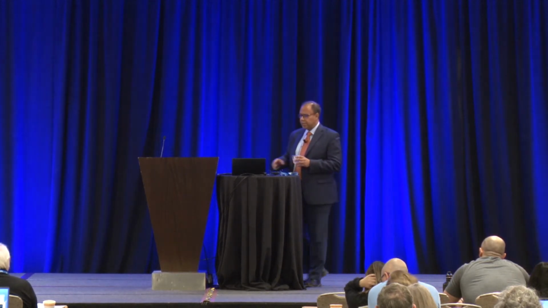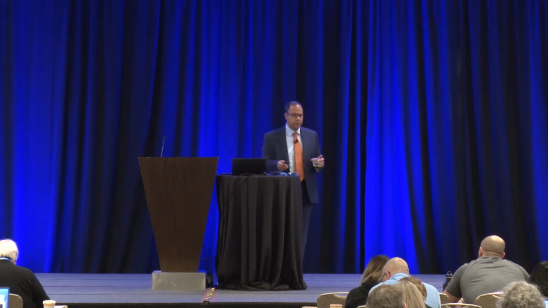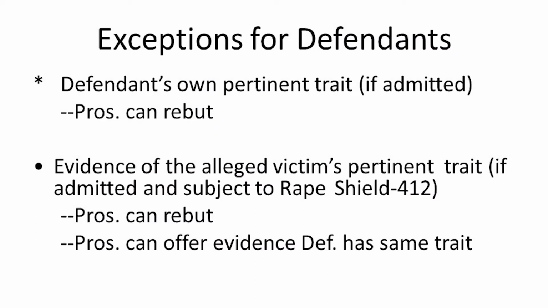Okay. Investigating those people so that you have an opportunity to present evidence that relates to them as you need it, all right? Now, the general rule is character evidence is not admissible to prove acting in conformity. The rule itself has exceptions. And there's some exceptions that apply just to us. Yay, right? So, first one is if the defendant's own pertinent trait is admitted.